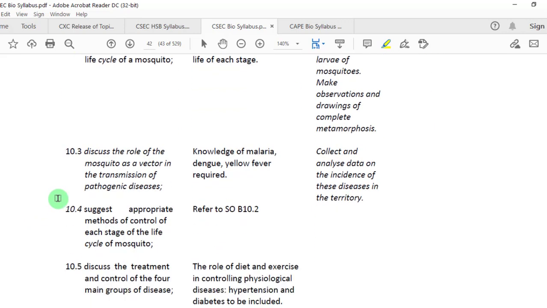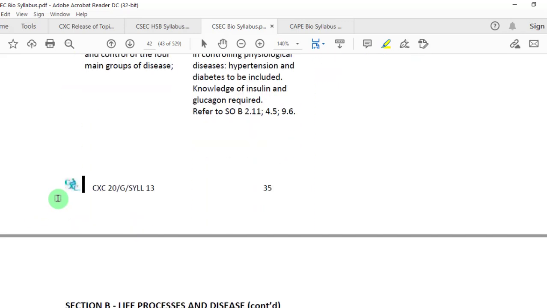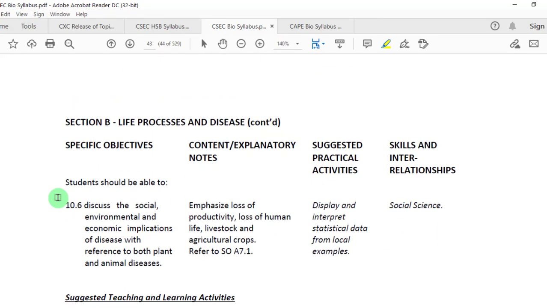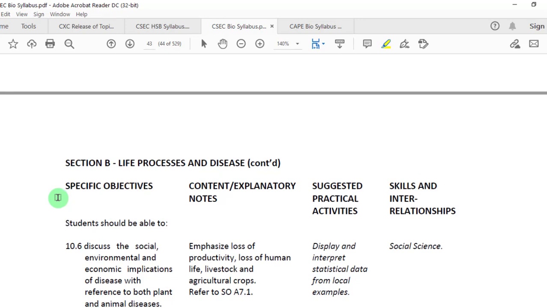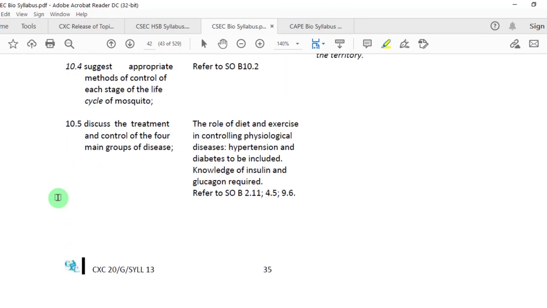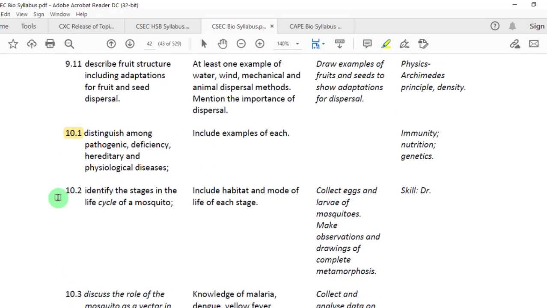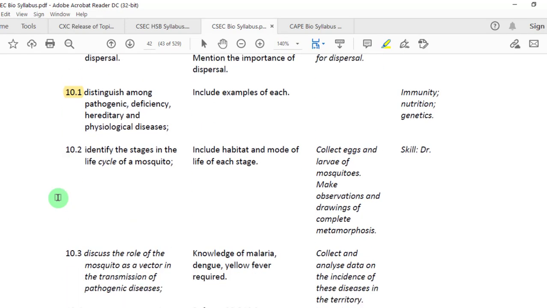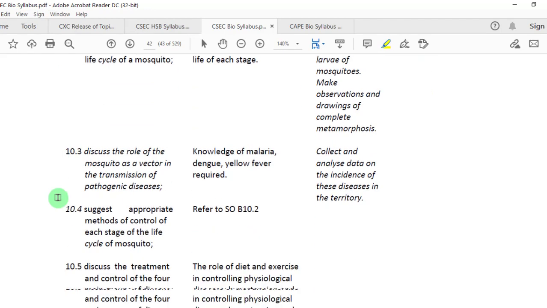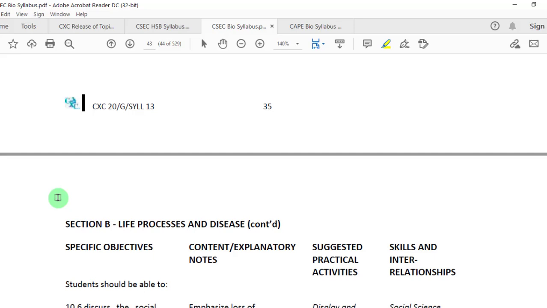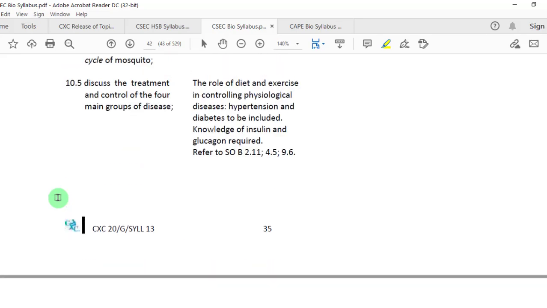Life cycle, vector, right? Because again, and environmental economic implications. Now, it's a relatively short number of objectives. However, anytime you see a short number of objectives, spend some time exploring. For example, 10.5. It looks simple.